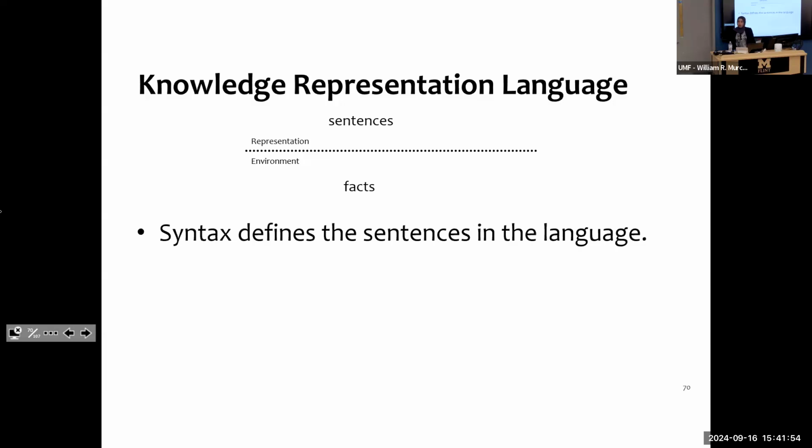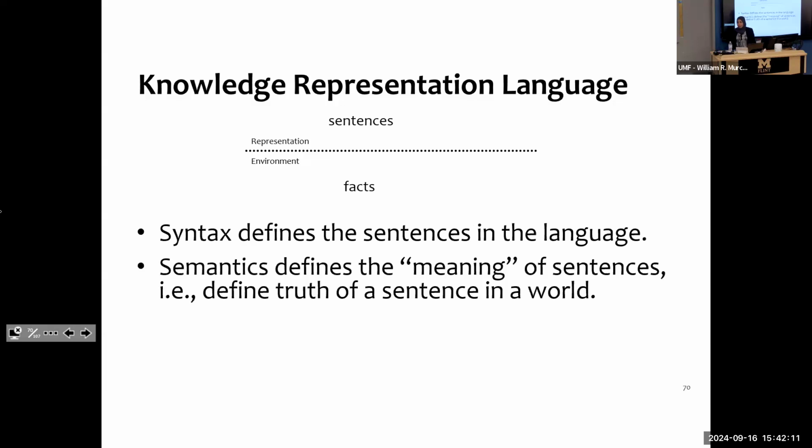We need to introduce some syntax that defines the sentences in a language. For example, what kind of syntax could define a language? Subject, verb, adjective, I don't know what. It depends on the language rules. And then we have the semantics. The syntax is clear. Sometimes you need to write a sentence and there are no syntactic mistakes.